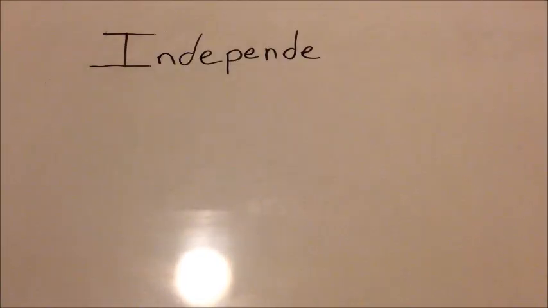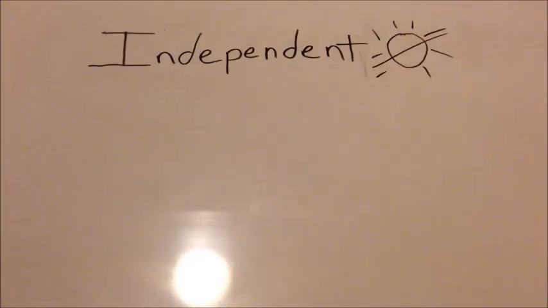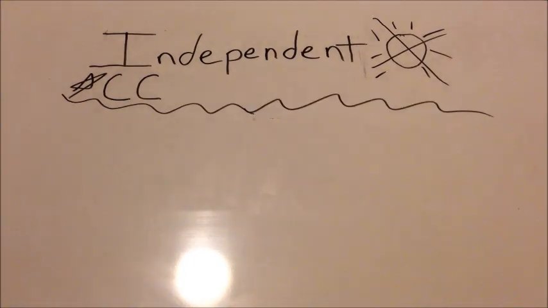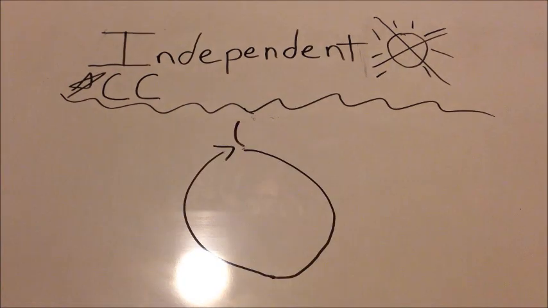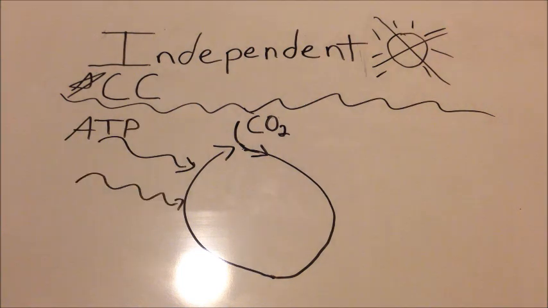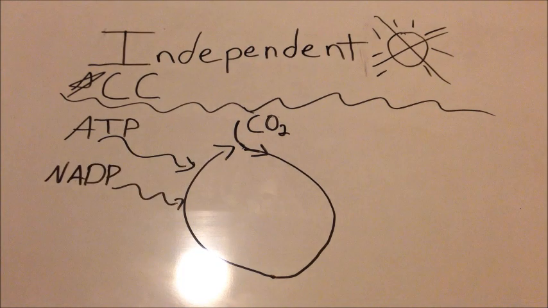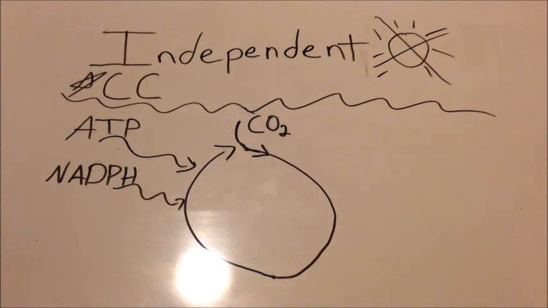The next stage is the independent stage. In this stage, light is not required for the reaction to happen. It is also known as the Calvin cycle. This stage relies on NADPH and ATP and the O2 released during the dependent stage. This stage uses chemical energy to convert carbon dioxide into glucose, known as sugar.